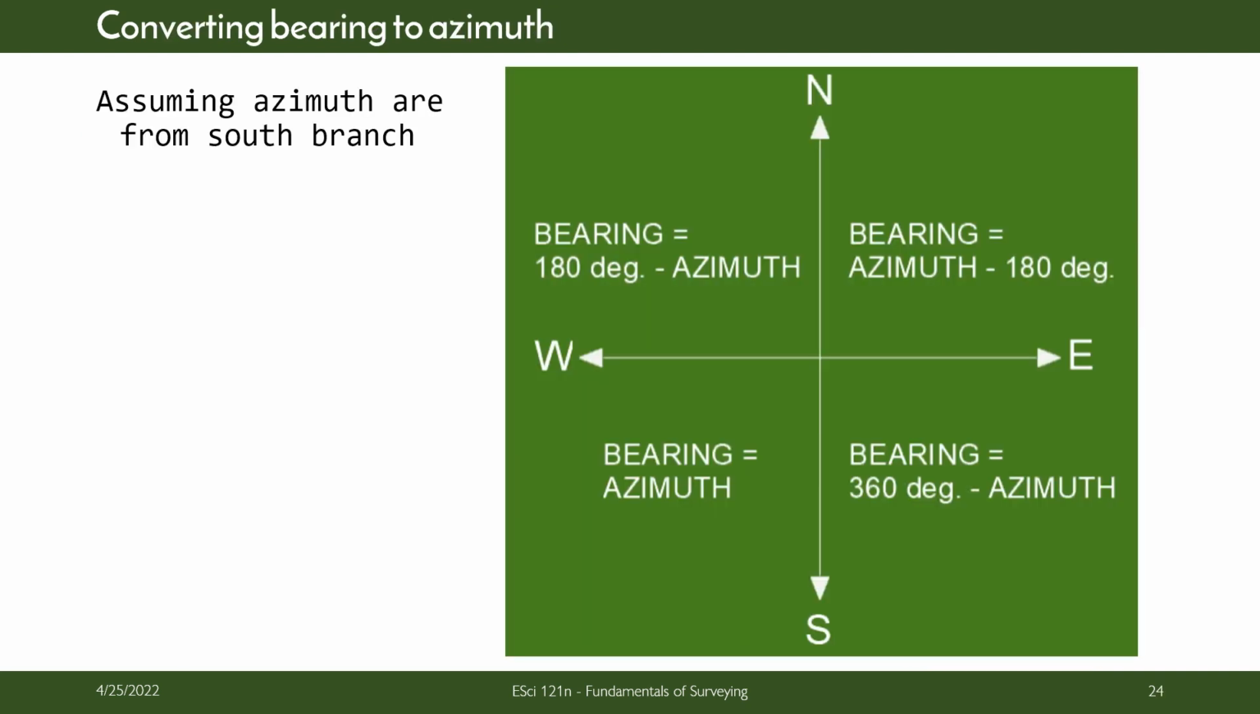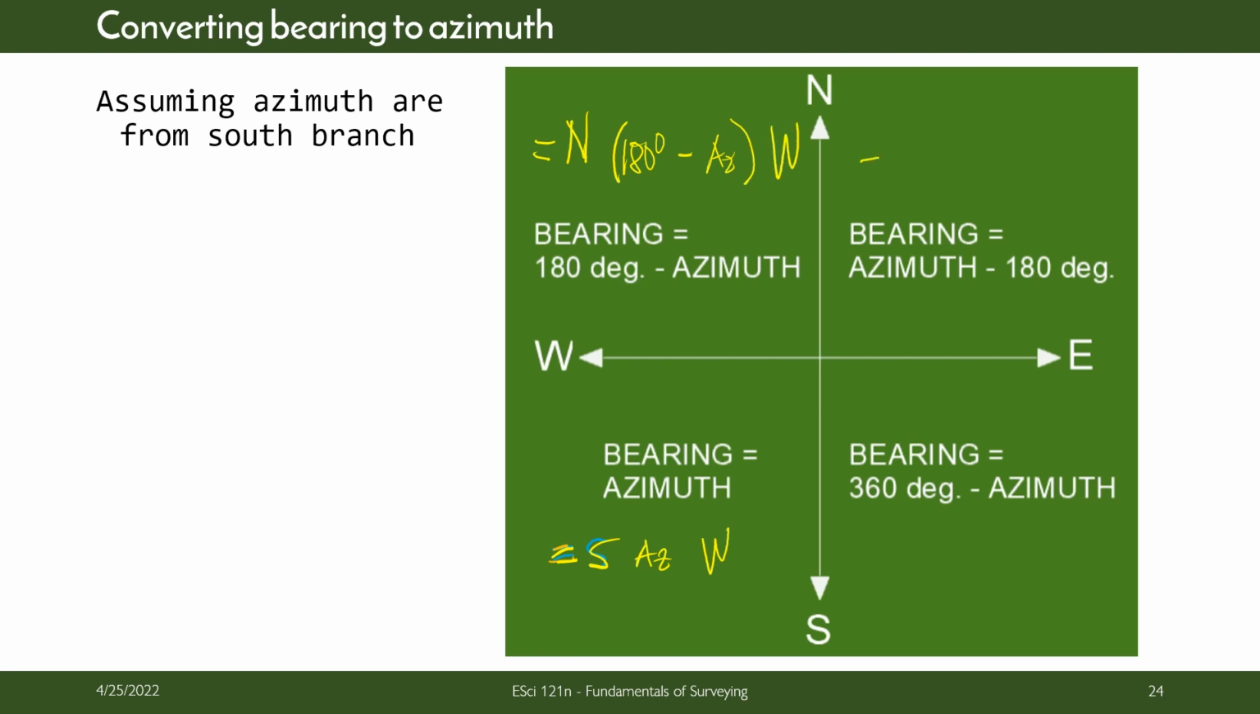angles. Okay. So assuming that the azimuths are from the south branch, this is how we determine its bearing, right? So kindly remember, if your azimuth is within this quadrant, that is equivalent already to your bearing. So you can say that the bearing is equal to south, then the value of your azimuth, west. For this one, your bearing now is north, then 180 degrees minus the azimuth, then west.